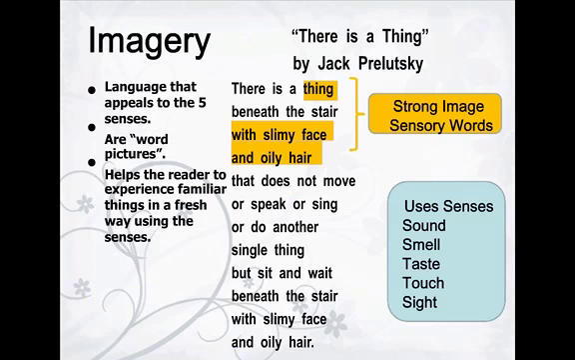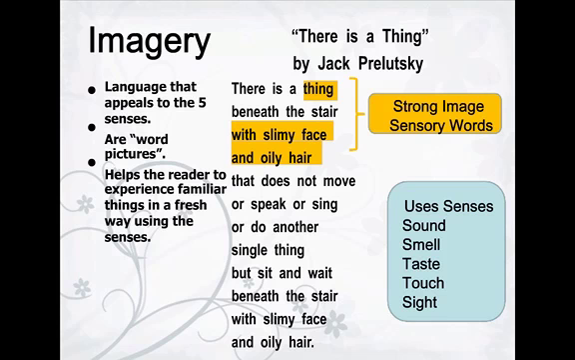Imagery is rather common within poetry. It's language that appeals to the 5 senses. The term word pictures might be associated with imagery or puts pictures in the heads of the reader. It helps the reader to experience and familiarize things in a fresh way using the senses.